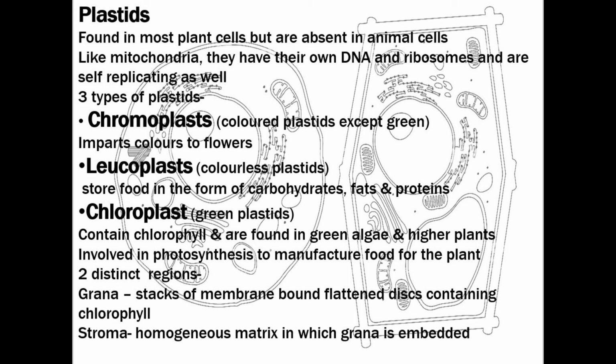And lastly, the chloroplast, which is the most interesting plastid among the three, that is the green plastid. This plastid contains chlorophyll, and that is why we see the plants doing photosynthesis. This is found in green algae and higher plants, definitely.